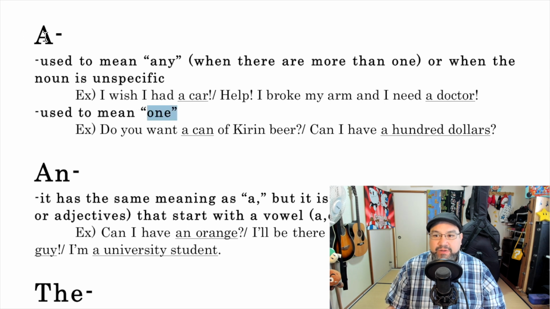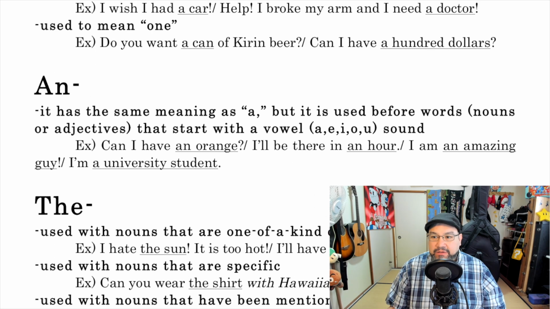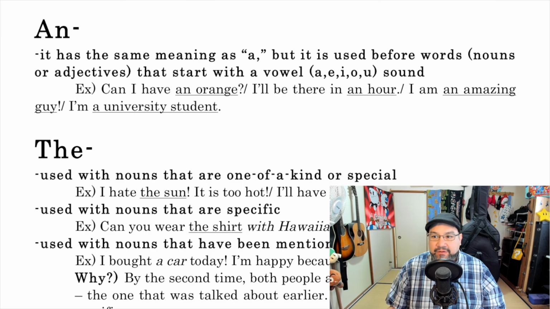So also means one. Do you want a can of Keating beer? A can. One can. Can I have $100? Is the same as one. $100. That's pretty easy. Next is an.